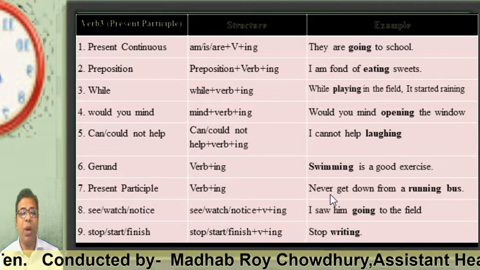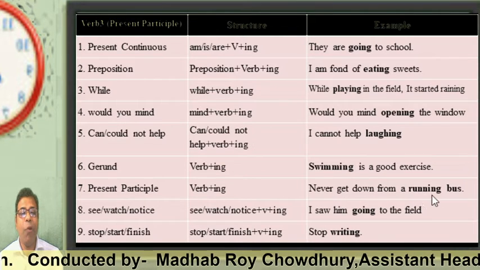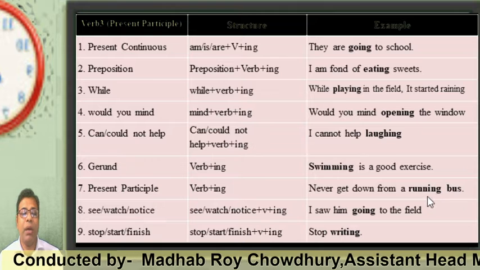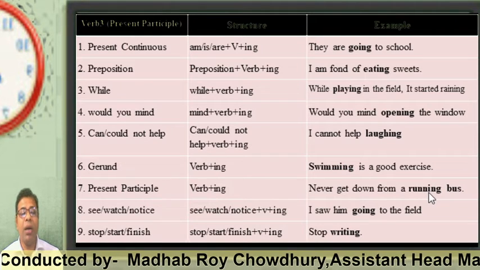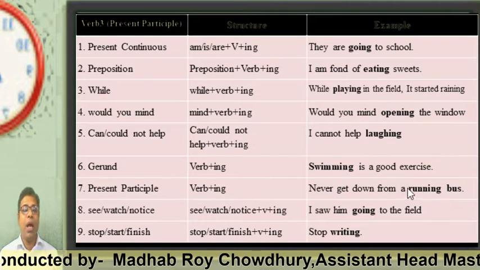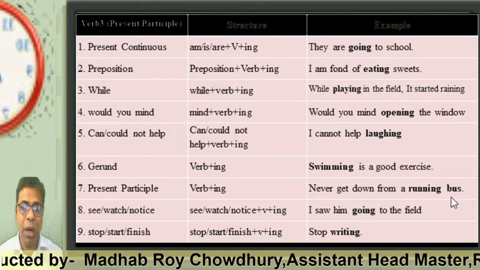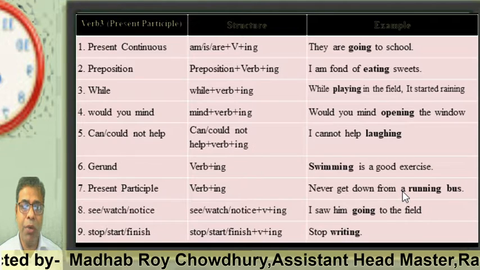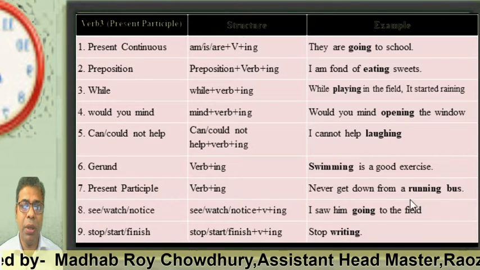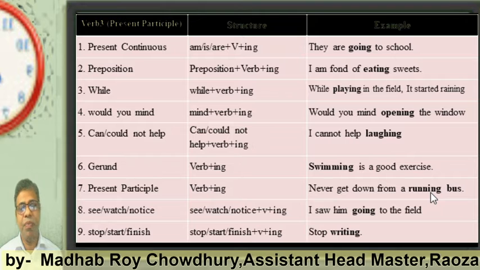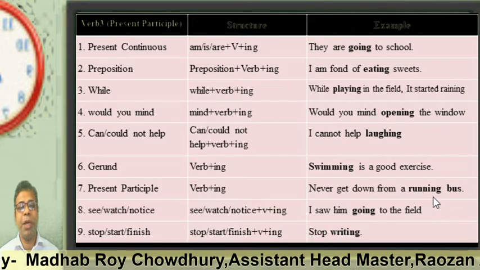And look at another one. Never get down from a running train. This is running. Run is the main verb. After run, we need to use ing. After running, this works as a verb, and a noun, and there is a determiner. Between a determiner and a noun, the word must be an adjective, and that's why we call it present participle.